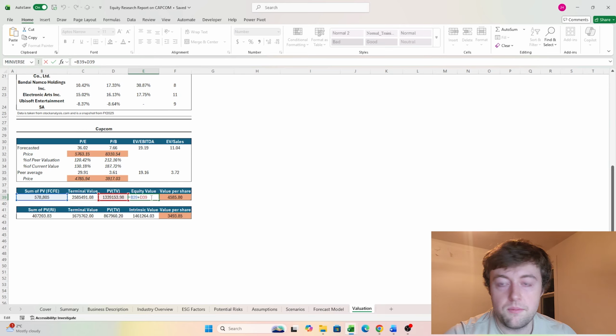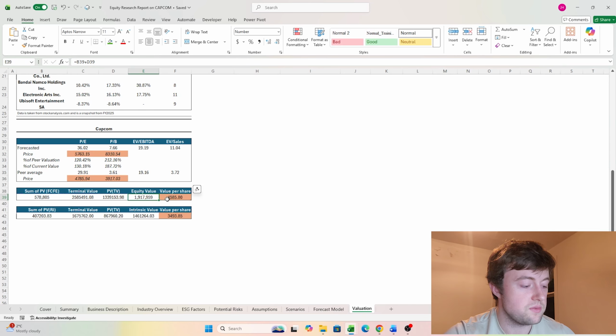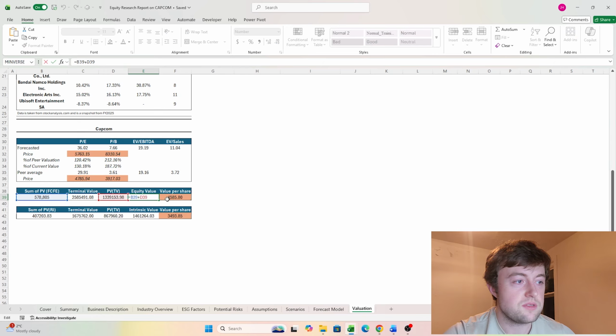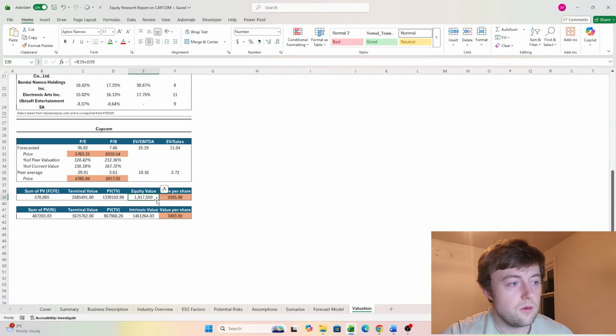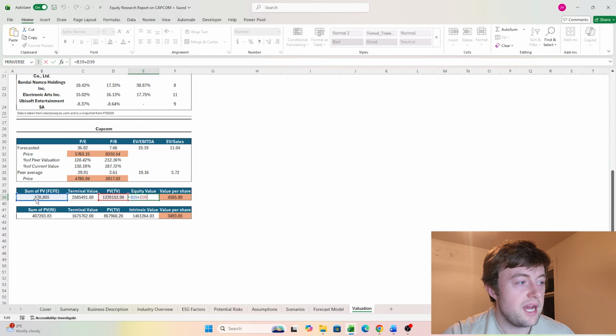Because it'll enter the cell. Likewise, if you press F2, maybe let's go over the difference. If I press F2 the first time, you see I navigate within the cell. If I press F2 a second time, you see I navigate outside of the cell. But anyway, you see that we add the sum of the present value of the free cash flows to equity and add the present value of the terminal value.